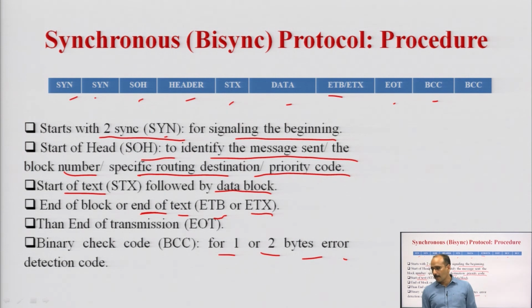But when we are talking about the synchronous protocol, in this protocol a frame is designed in such a way that it is synchronized with the clock. The frame is transmitted from the transmitter side to the receiver, and after receiving the data, the receiver acts as per the frame structure. It easily identifies the start of header, the end of text, and the end of transmission, and also applies the BCC, binary check codes, to identify whether there is any error or not.